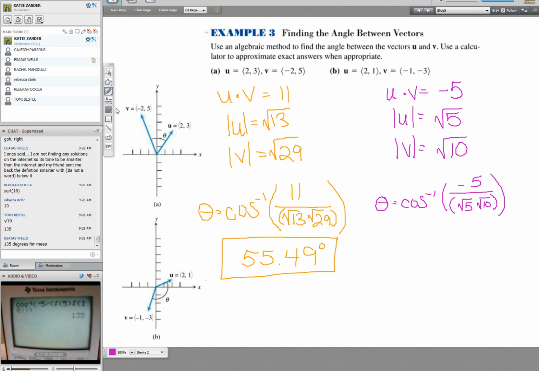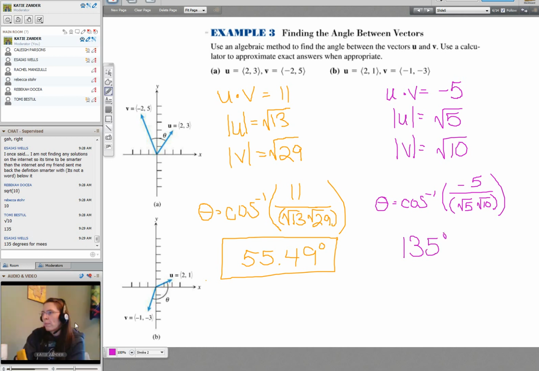Yep, I get 135 as well. And that looks to be accurate for that picture in part B, right? It looks to be more than a 90-degree angle, but less than a 180. So 135 fits the bill again. All right, any questions with that piece?